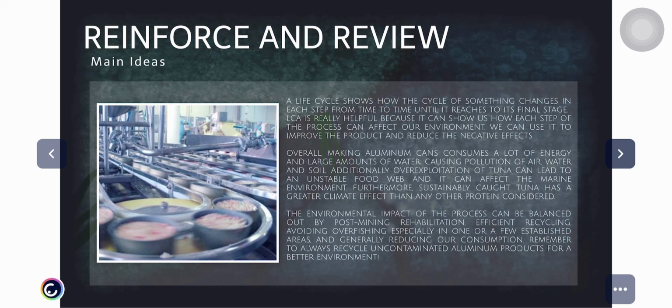Furthermore, sustainably caught tuna has a greater climate effect than any other protein considered. The environmental impact of that process can be somewhat balanced out by post-mining rehabilitation, efficient recycling, avoiding overfishing, especially in one or a few established areas, and generally reducing ore consumption. Remember to always recycle uncontaminated aluminum products for a better environment.